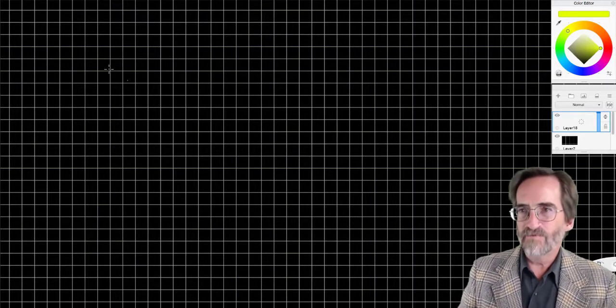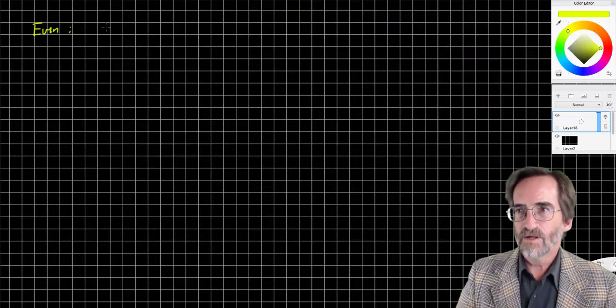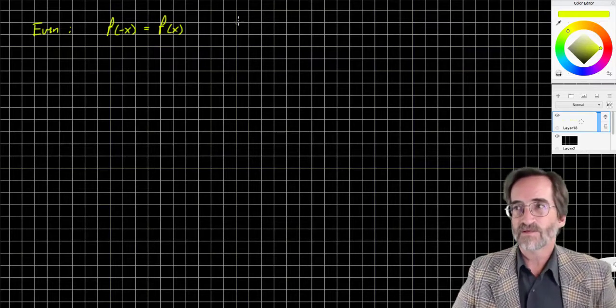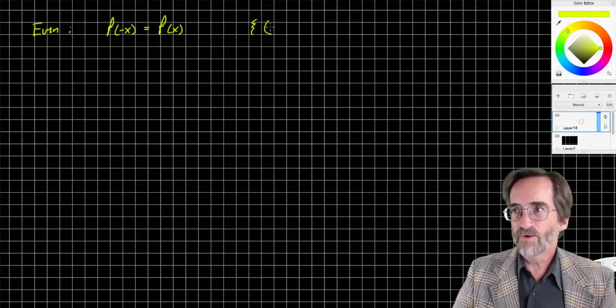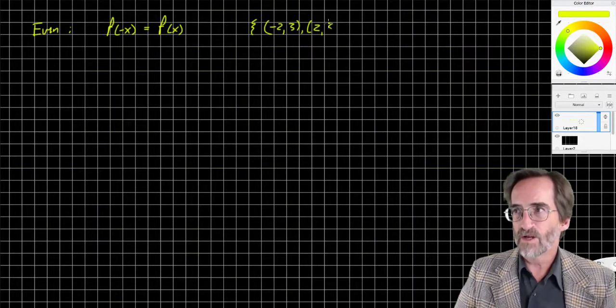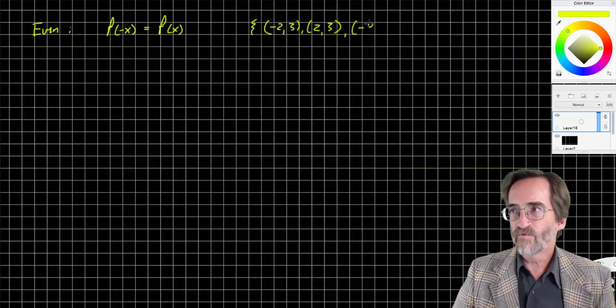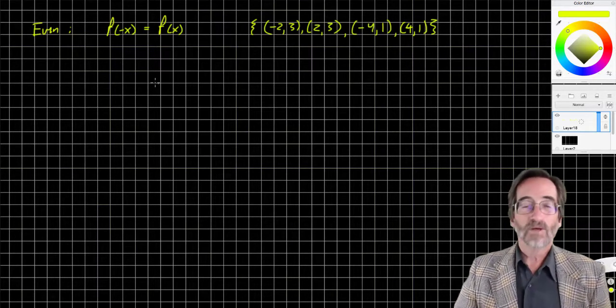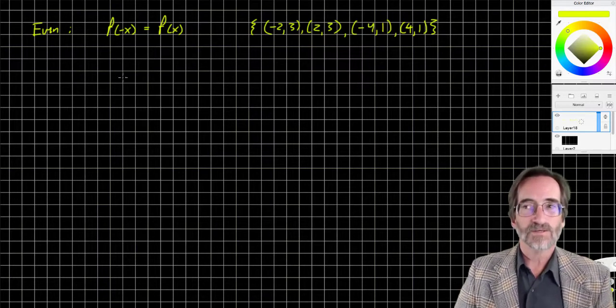All right, let's define even first. An even function is a function such that when I input a negative value, it's the same as inputting a positive value. f of negative x equals f of positive x. For example, if I input negative 2 and get out 3, I must input positive 2 and get out 3. If I input negative 4 and get out 1, I must input positive 4 and get out 1. It doesn't matter whether I've input a negative or a positive, the answer is the same.